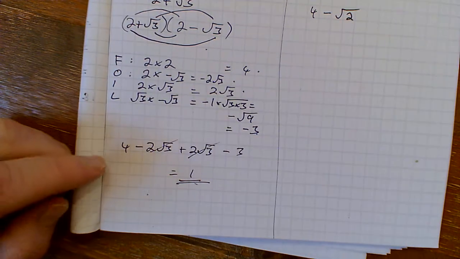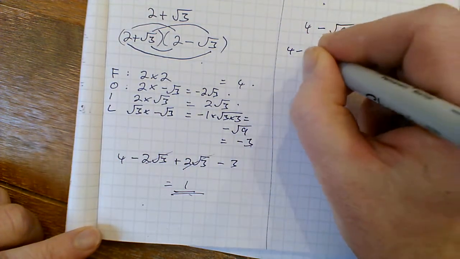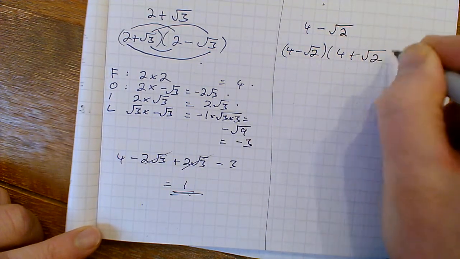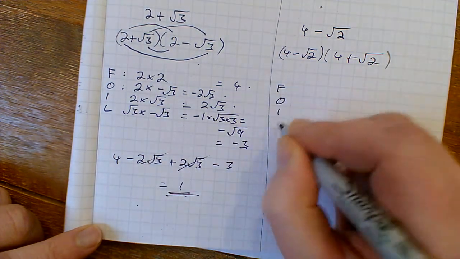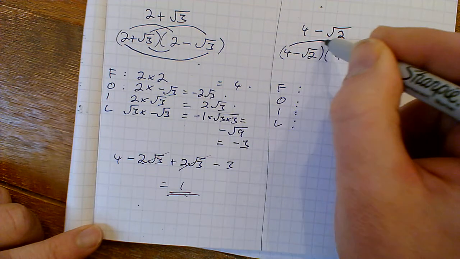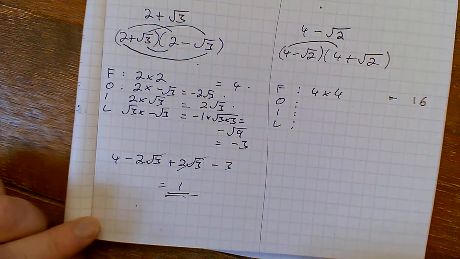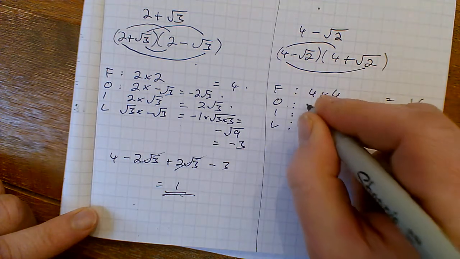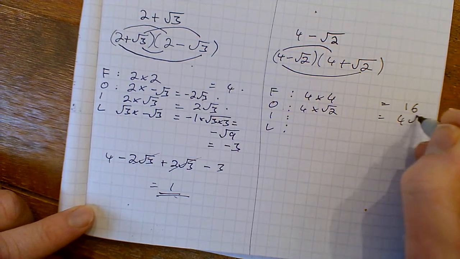Here I am, as promised. 4 subtract root 2. I'm going to multiply it by the conjugate, which would be 4 plus root 2. And because it's a pair of brackets, I'm going to use FOIL. I'm going to say first, which is 4 times 4, which is 16. And then I'm going to say outers. So 4 multiplied by root 2, I'll just write that as 4 root 2.